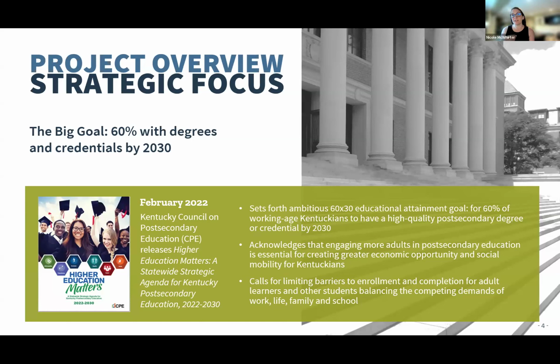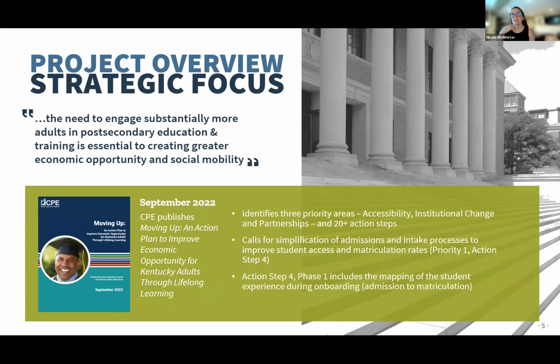But really specifically, we know that Kentucky needs to engage more adult learners in order to reach that goal. And so this strategic plan specifically calls out working with adult learners and improving access and success. So from that strategic plan, the council then got a group together and they created an action plan moving up, which I know in your first session, Dallas went through.